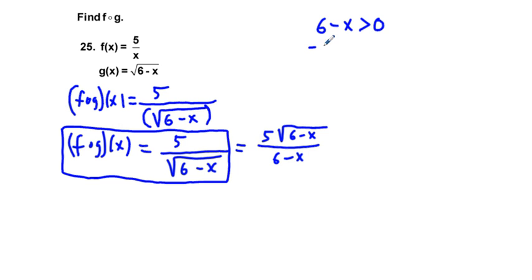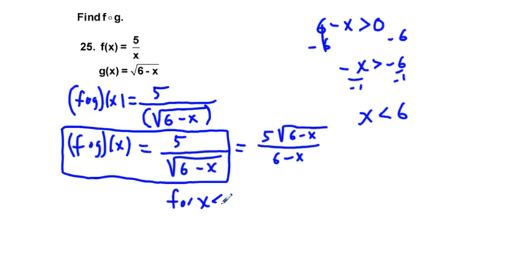So if we just solve for x, I'm going to leave x on the left side, we have negative x is greater than negative 6. And if we divide both sides by negative 1, we have to change the inequality symbol. x is less than 6. So we will say in this situation, x is less than 6.